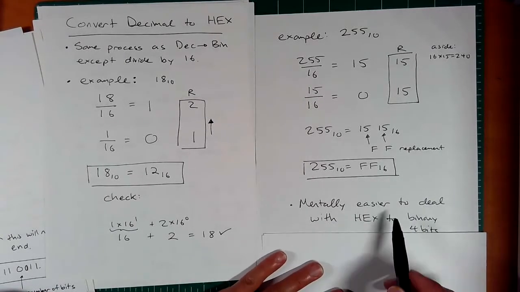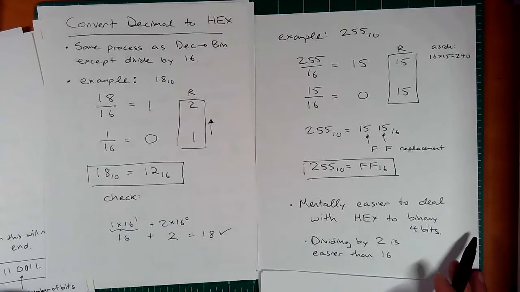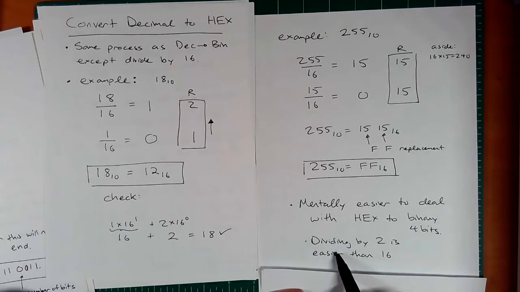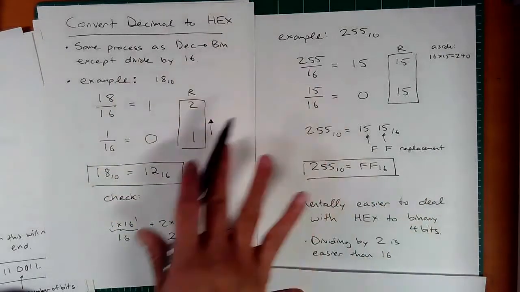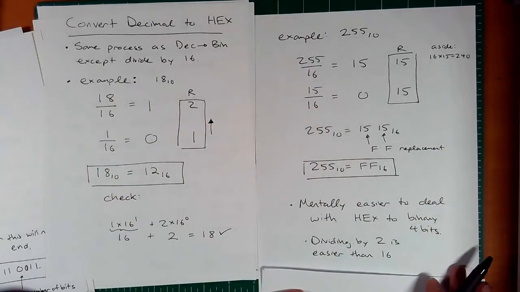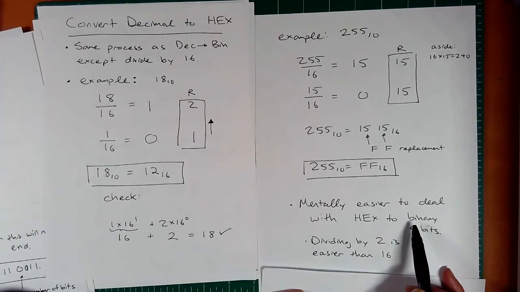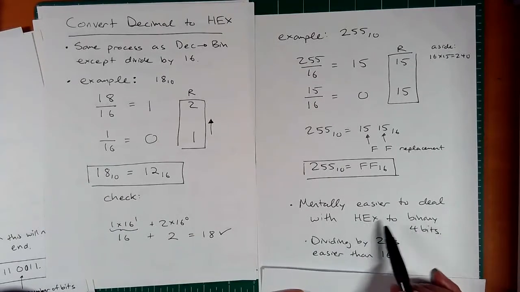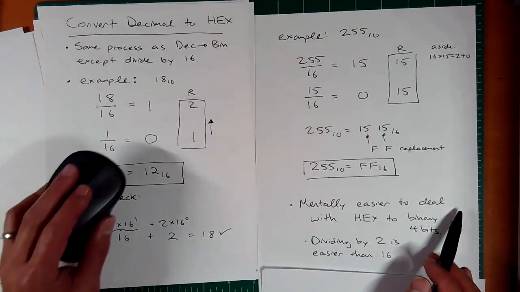Now, it's mentally easier to deal with hex to binary with 4 bits, and we're going to see that in the next part. And dividing by 2 is going to be much easier than dividing by 16, by the way. But I figured I'd show it to you anyways, right? But you're going to see in the next lecture the benefits of how hex and binary play very nicely together. Okay, we'll see you in the third part.